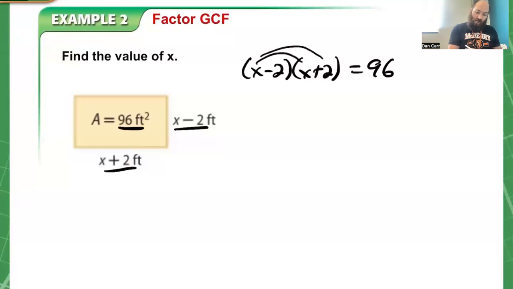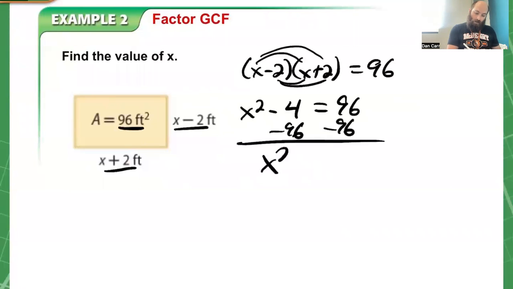So that means I'm going to distribute the x, distribute the -2. So we have x squared, -2x and +2x actually cancel out. Then I'll have a -4 after that. Okay. Then I want it equal to 0, so we subtract 96 over. So x squared minus 100 equals 0. And then now I can do my factoring.